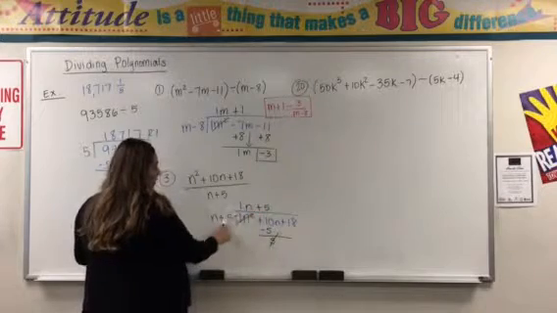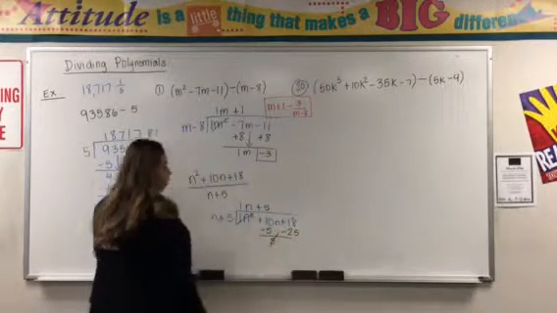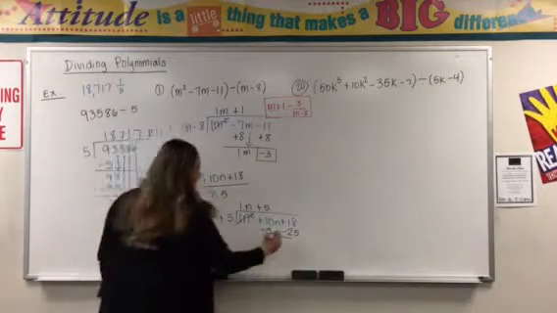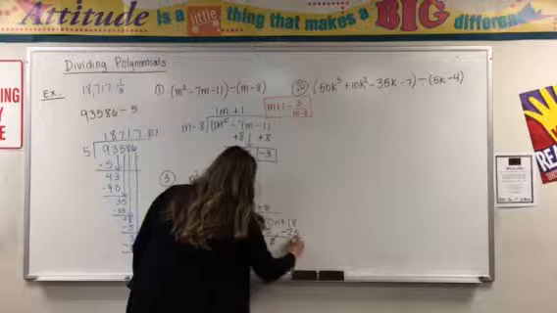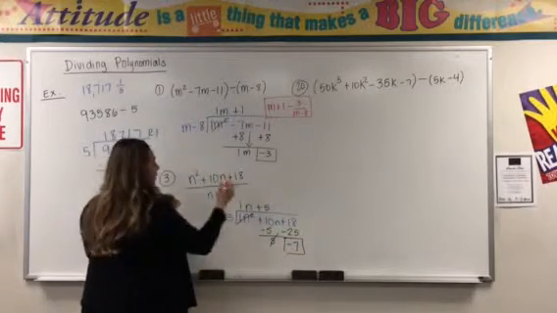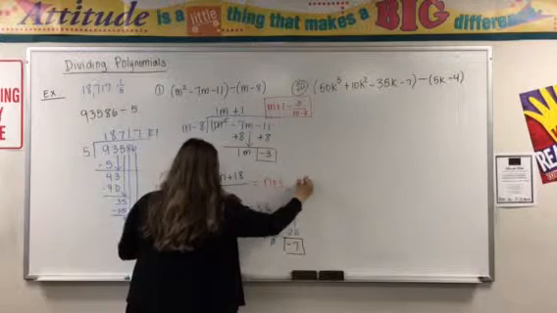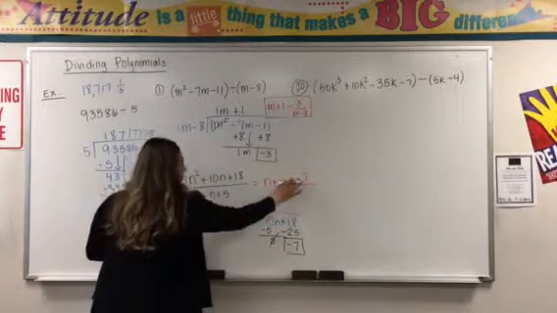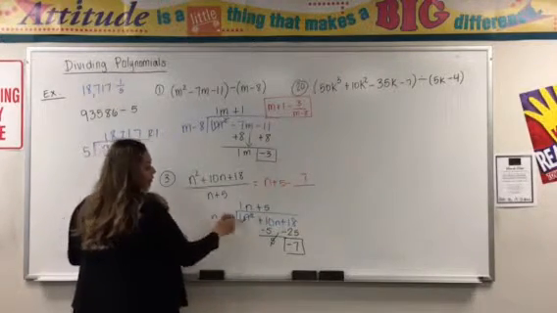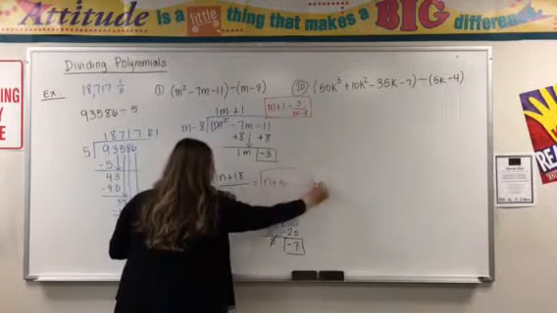5 times 5 is 25, but we're making it the opposite, which is negative. So 18 minus 25 will be negative 7. This is, again, our remainder. So the way we're going to write our answer for this one is going to be n plus 5 minus 7 over whatever we're dividing it by. So it'll be the n plus 5.